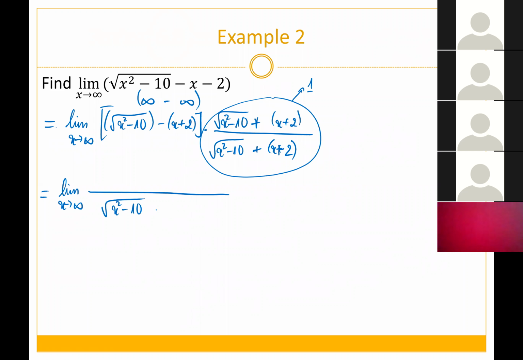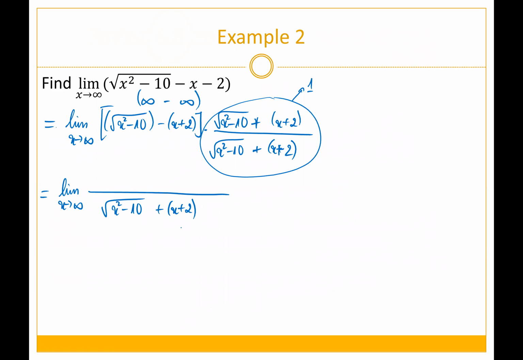So the denominator is going to be square root of x squared minus 10 plus x plus 2. And then you multiply the numerators together. So in this case, you have this part multiplied by this part, and this is where we're going to use the special expression: a minus b multiplied by a plus b is equal to a squared minus b squared.